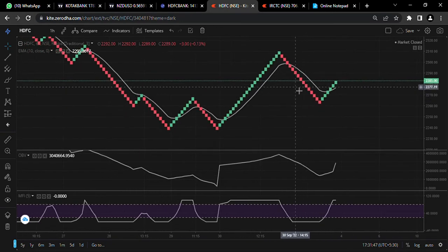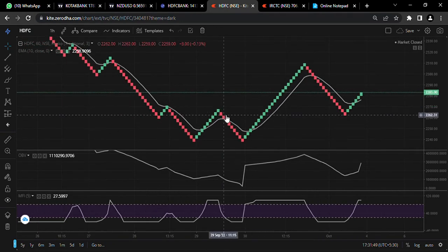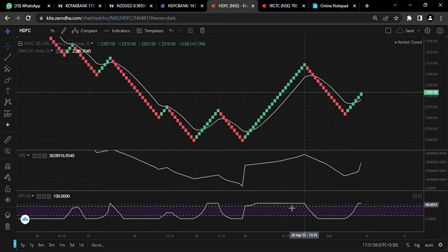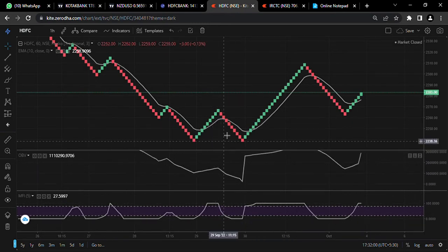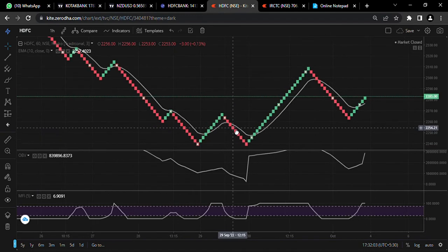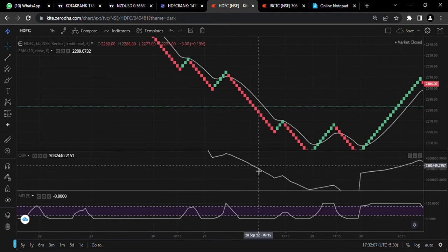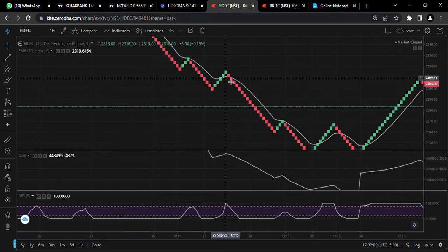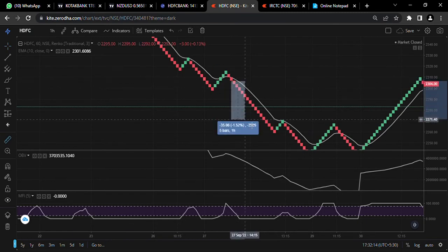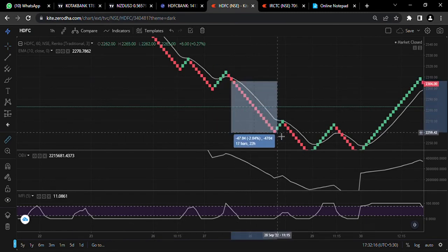Okay, so we'll see some other example over here. See now here, as soon as the stock has crossed the 10 period EMA, the money flow index is showing that it is falling down, as well as the on balance volume is also showing the downtrend. So you can easily take a trade over here. See, this is a good example. The stock has been crossing, and you can take entry over here, and you can easily get the target of around 2% of HDFC Bank, which is more than 47 rupees.